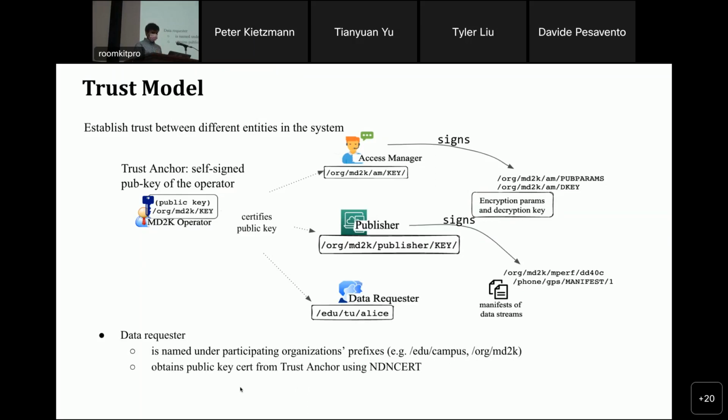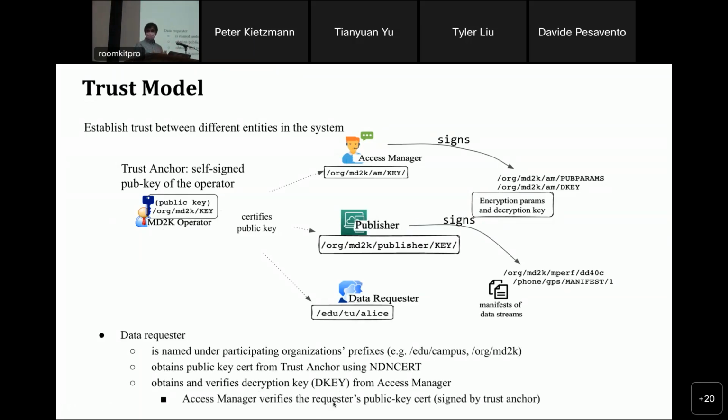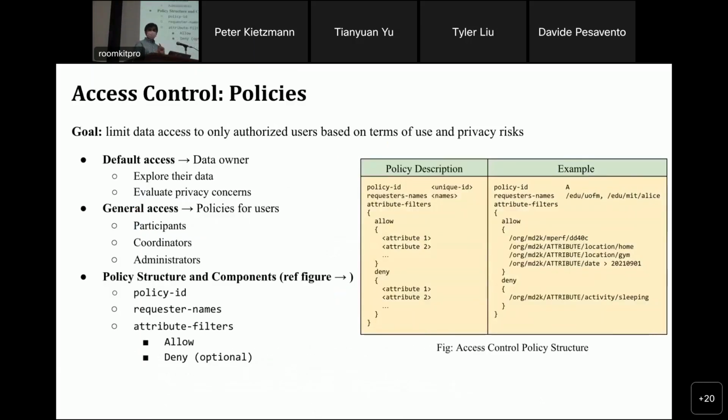So for data requester, it needs to obtain the public key cert from the trust anchor, which in our case is this MD2K operator. And then once the public key cert is obtained, it will ask for the decryption keys, because every requester has its own policy which defines what data that requester can access. So it needs to obtain the decryption key so that it can get the data and then decrypt it. So access manager will verify the requester's request, and then will check what the policies are for that requester and provide the decryption key. That's how we establish a trust model in our system. The more work on this one was presented yesterday in a poster, so you can take a look at that also.